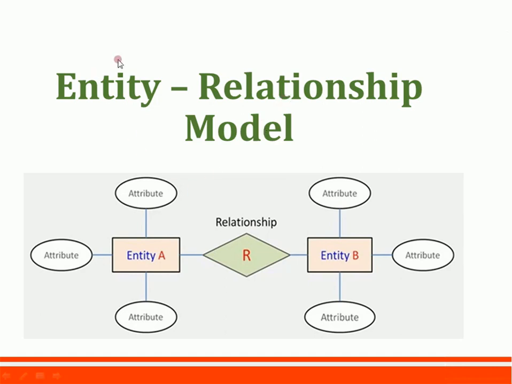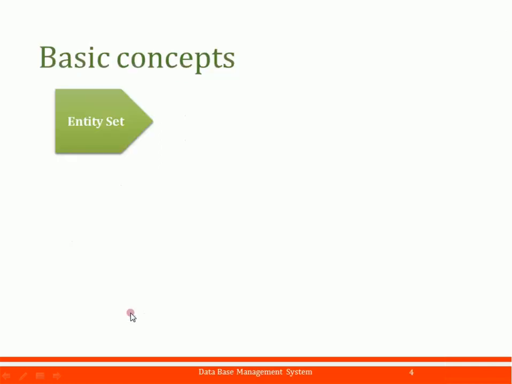This picture we have already discussed. This is a sample of the ER model relationship, that is, entities which are related together with the help of a relationship, and each of the entities will have attributes. Now let us discuss the terminologies which are used in the ER model. The first terminology is entity set.